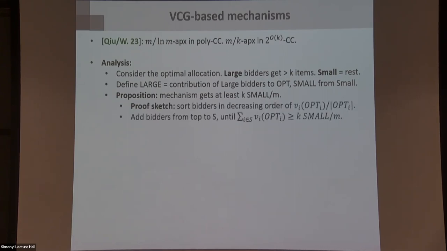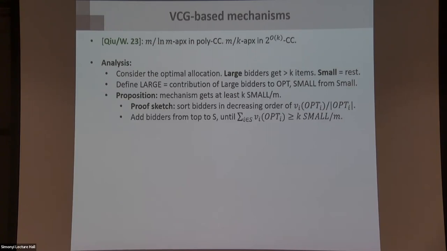So here's the main intuition. I have M items. So if I can somehow attribute a value to each item, and I can just correctly allocate the K highest value items, then I'm good. I'm just trying to get a K over M approximation. If I can allocate the K highest value things well, that's all I need to do.